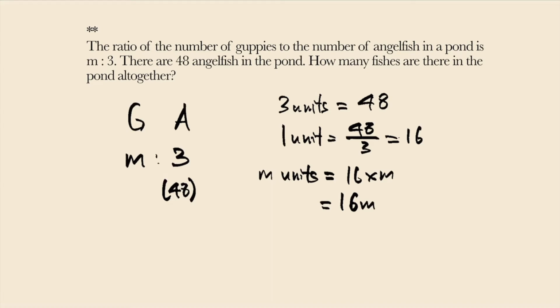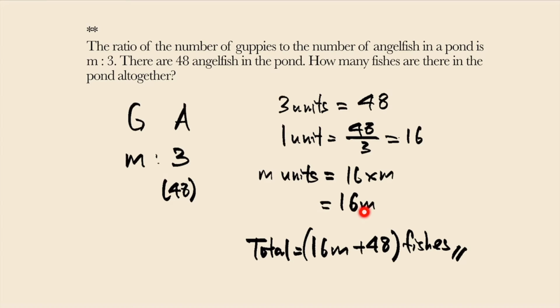Now, if 1 unit is 16, 2 units you would multiply by 2. 3 units you would multiply by 3. 4 units you multiply by 4. M units you would multiply by M. So how many fishes all together? That would be all the guppies plus the 48 angelfish.